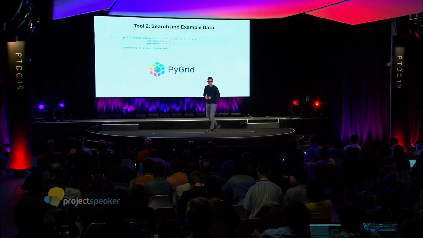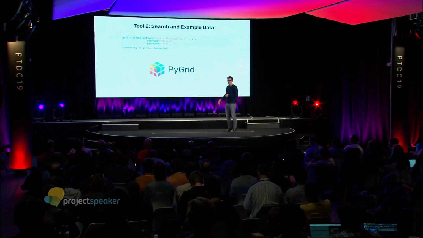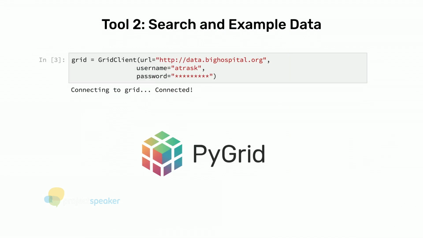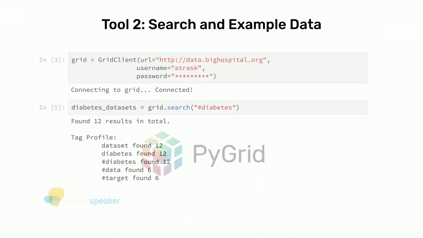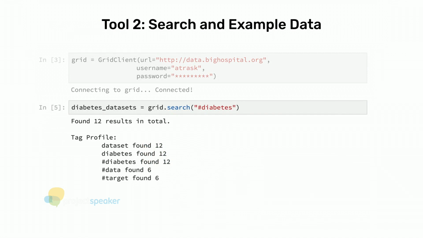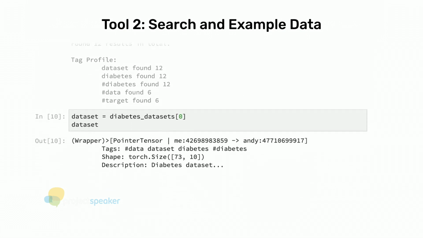So let's say we have what's called a grid client. A grid client is just a collection of workers. Previously, we had a worker pointing to, say, a hospital data center. This might be a whole collection of hospitals, and this gives us features such as search. So let's say I wanted to do some sort of analysis relating to diabetes. I can search for a given data set, and I get returned pointers to this remote data.